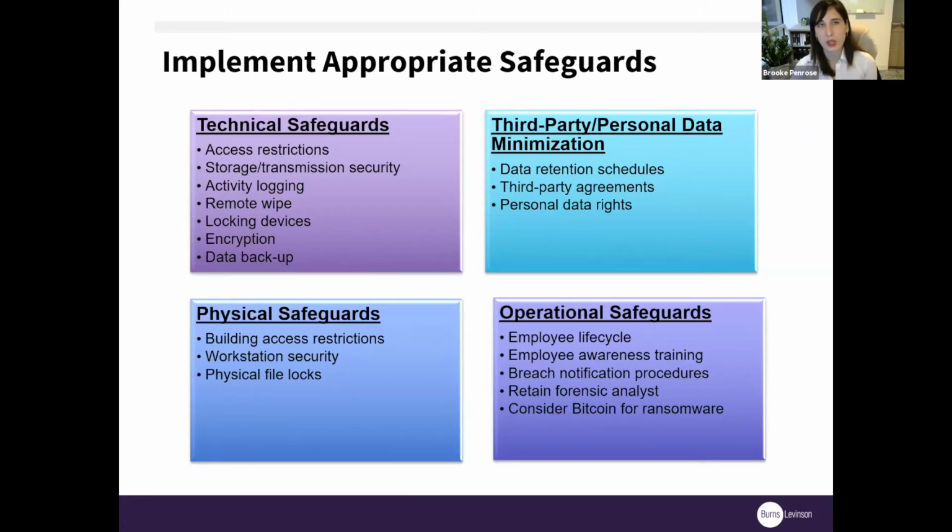So look at your data retention schedules. To the extent that you have third parties that may have access to this data, make sure that there's restrictive contractual obligations to ensure that they're only accessing that data in order to provide the services that you're asking them to provide. And be sure that you have a reliable system for individuals to exercise their personal data rights.